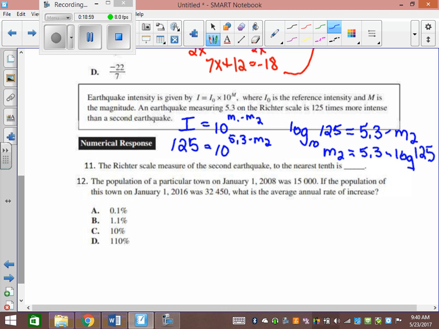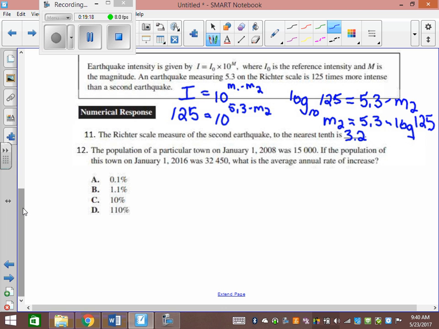Why can't I just drop the 10 off? Log is always to the base 10. So 5.3 minus log of 125, I should get an answer lower than 5.3 to the nearest tenth. What'd you get? You just round them normally. If it's below 5, round down. If it's above, round up.